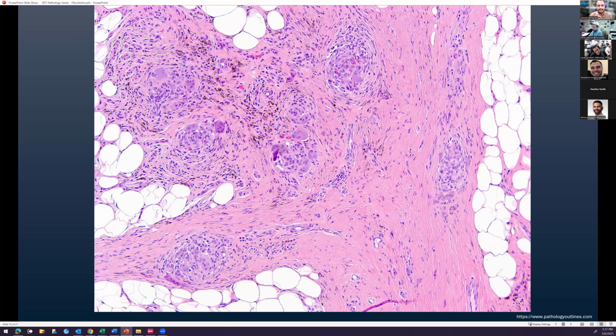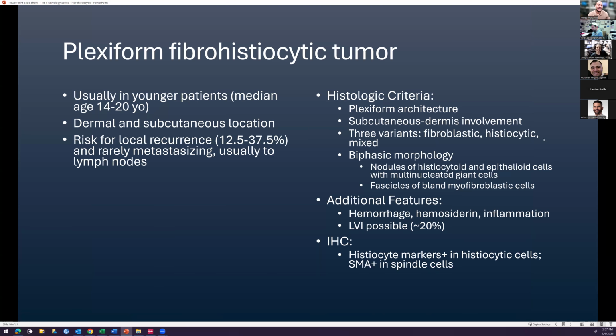The reason why we don't talk about this tumor a whole lot is because it happens in kids, and everything that happens in kids, we don't talk about here. We'll talk about it later. But anyways, it's usually in younger patients, and it tends to be dermal subq, often on that dermal subq junction, actually. These tumors are canonically not actually benign.